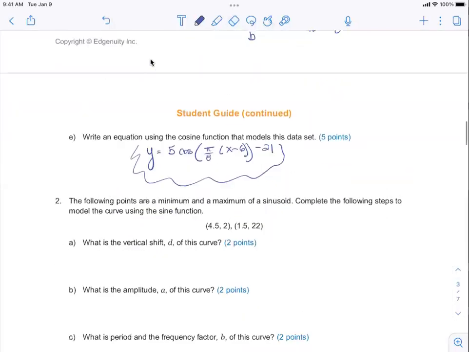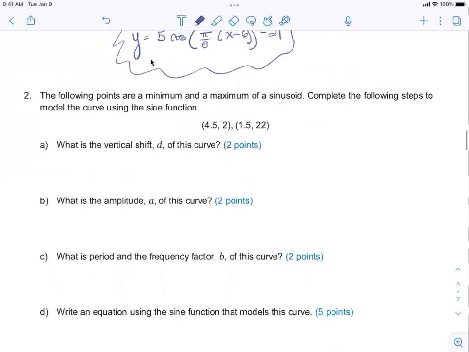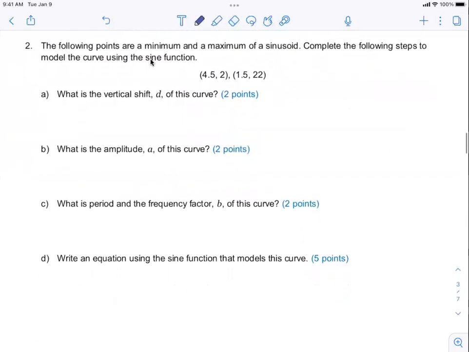All right. Number 2, the following points are a minimum and a maximum of a sinusoid. Complete the following steps to model the curve using the sine function this time. So same idea, but they didn't give us a picture this time. So K for your vertical shift. What is the vertical shift of this curve?